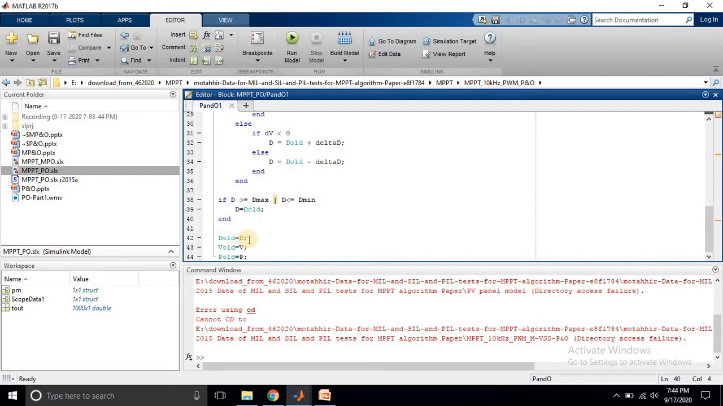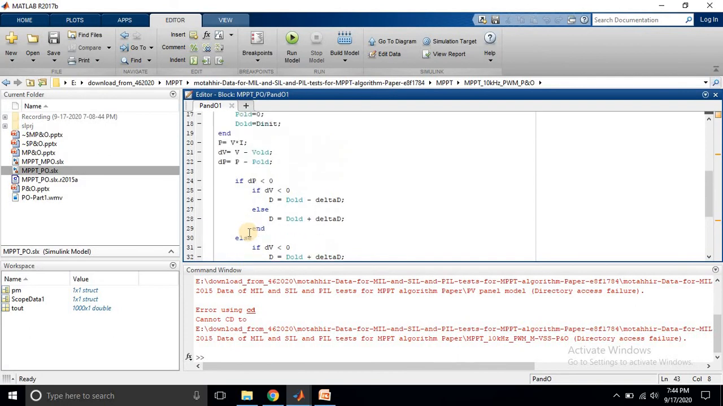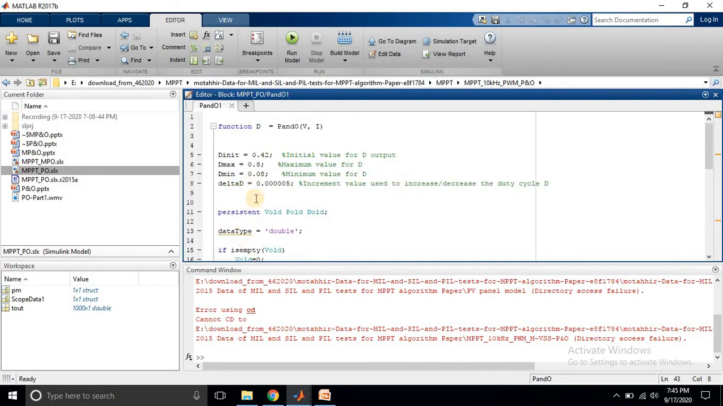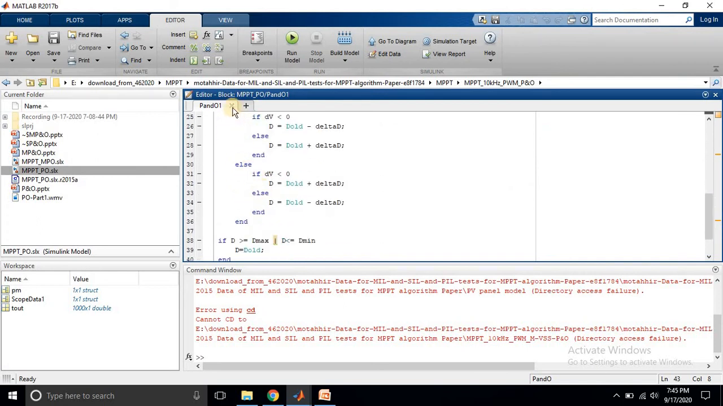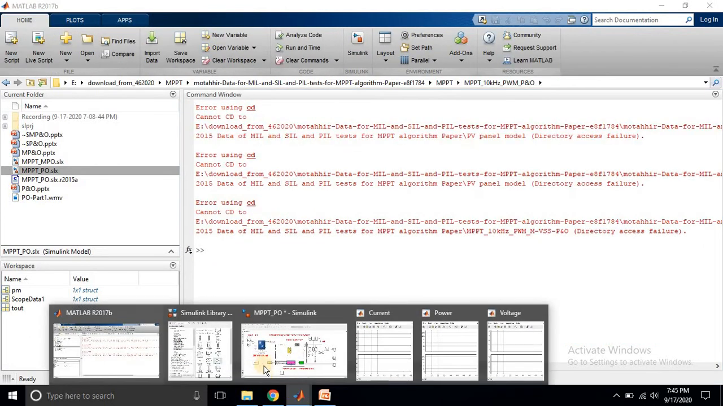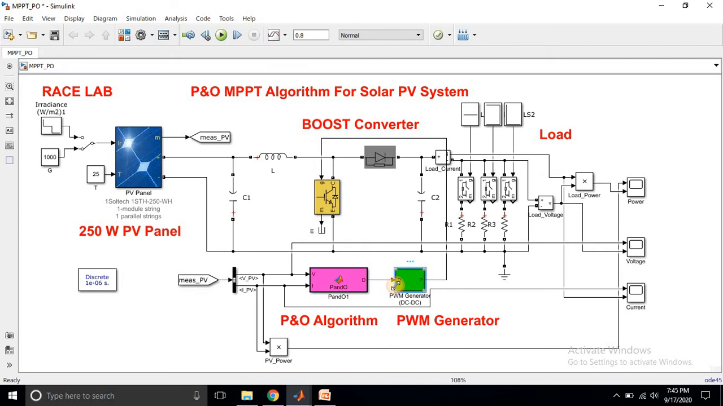After checking the maximum and minimum duty cycle, you have to store the current instant duty cycle, voltage and power as the previous instant. So you just use this command in order to store the current instant to the old instant, okay. This program is going to be executed for every instant. Based upon the previous and current instant, the duty cycle is generated. That duty cycle is processed via the pulse generator, and it generates the switching pulse for that IGBT. So this is the MATLAB implementation of the P&O MPPT algorithm for solar PV system.